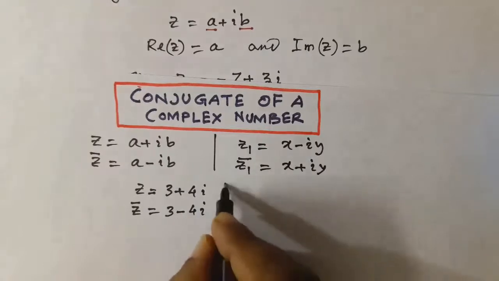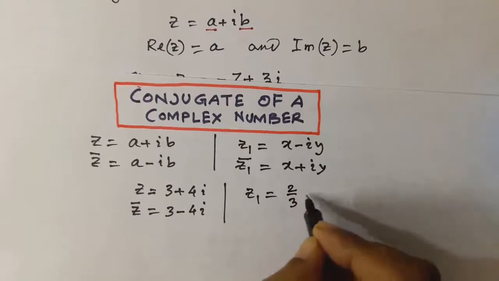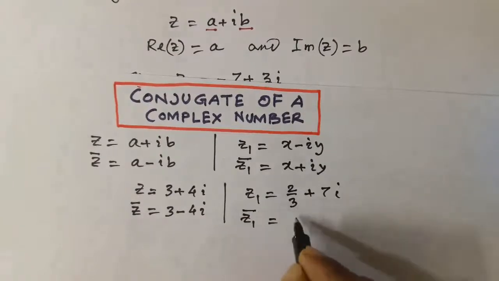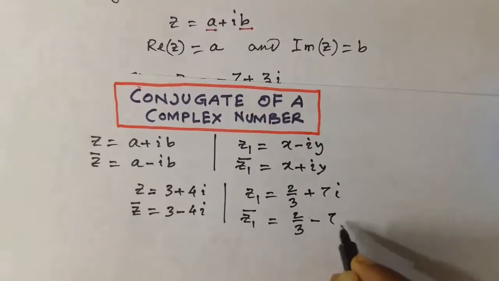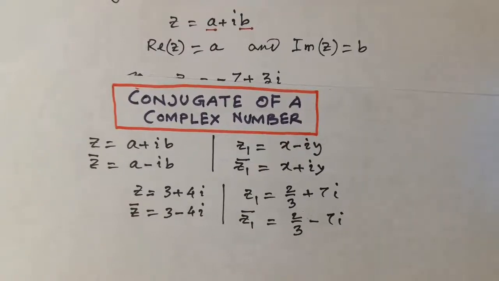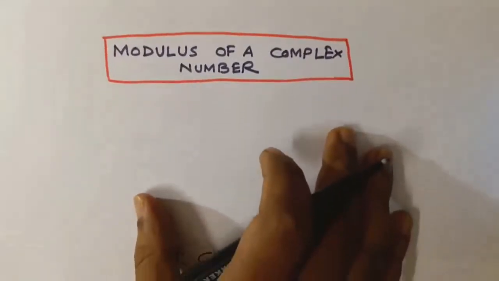Say another example, we take z1 is equal to 2/3 plus 7i. So z1 bar is equal to 2/3 minus 7i. This is the basic concept of conjugate of a complex number. Now we shall learn on modulus of a complex number. What is a modulus of a complex number?